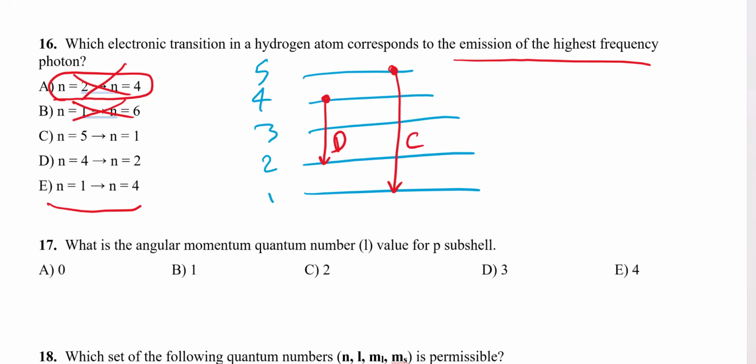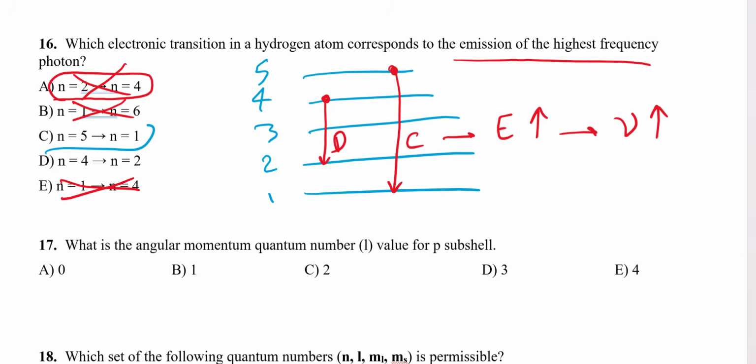And for E, again, we have absorption because from 1 it is moving up to level 4. So n1 to n4 is not emitting anything, it's absorbing light. So between C and D, C has higher energy, so it has higher frequency. So C is the answer.